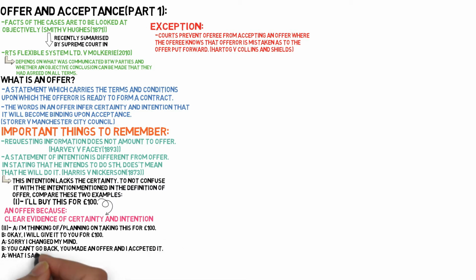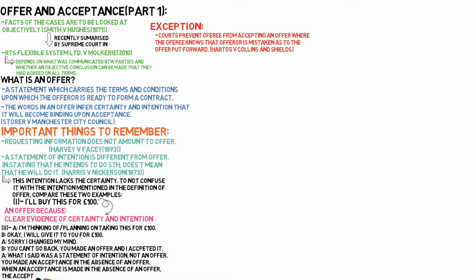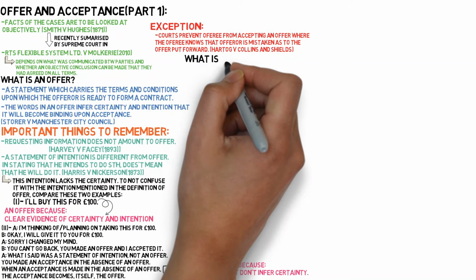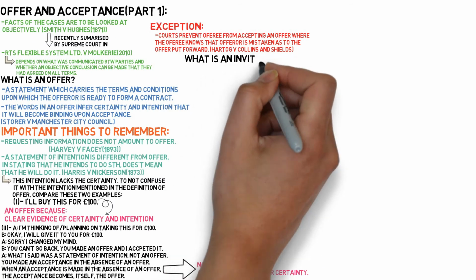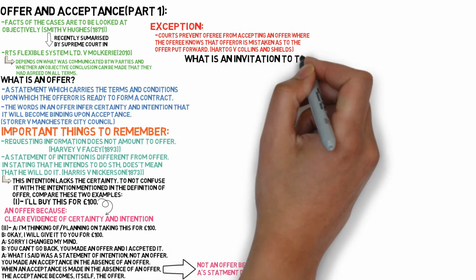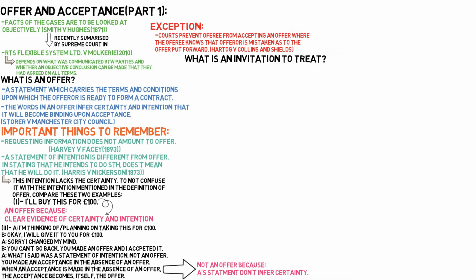But A says that A's initial statement was a statement of intention and not an offer. He further states that B made an acceptance in the absence of an offer. When an acceptance is made in the absence of an offer, the acceptance becomes itself the offer. In this second example, unlike the first one, A's initial statement was not an offer because A's statement does not infer certainty. Invitation to treat is often very similar to an offer, but when seen through a legal lens, it is quite different from an offer.